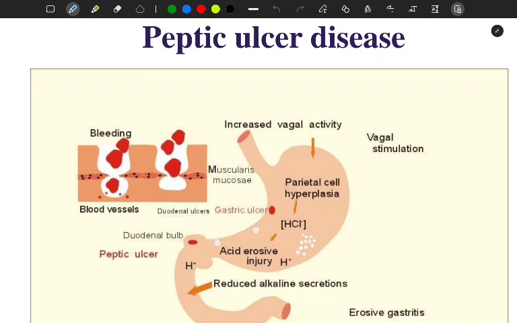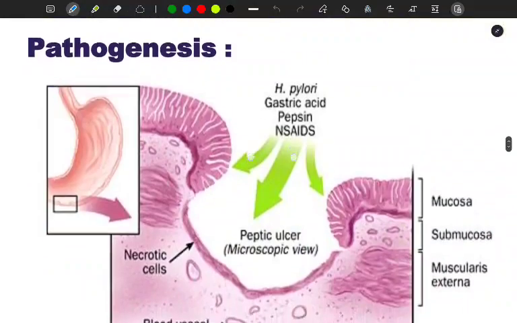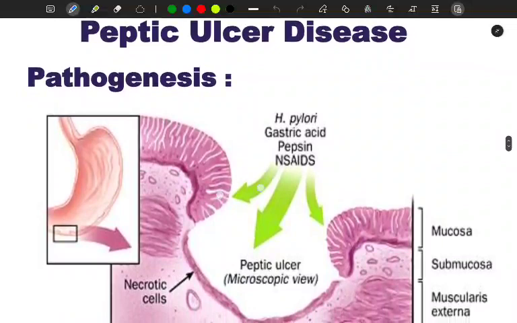This is erosive gastritis, involving just the mucosa and a little bit of the submucosa, while the ulcer involves the muscularis and the submucosal layer. Next. Again, the same with the microscopic view: you see the mucosa, submucosa, and the muscularis externa involved in the ulcer. Next.